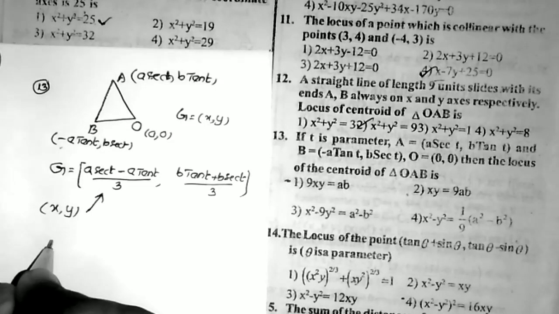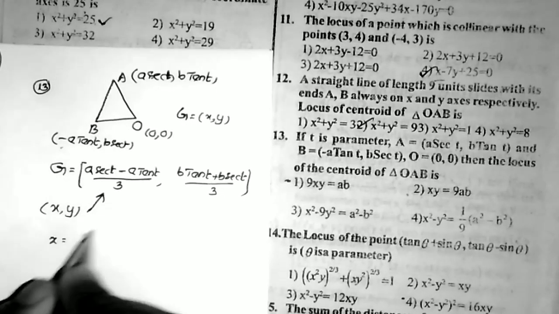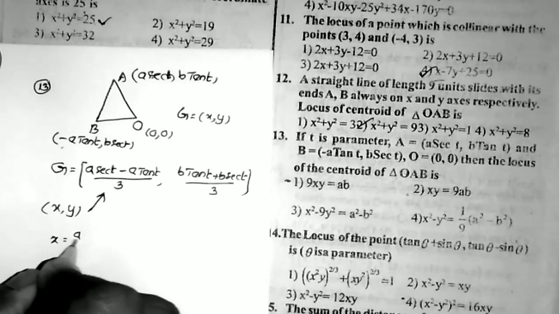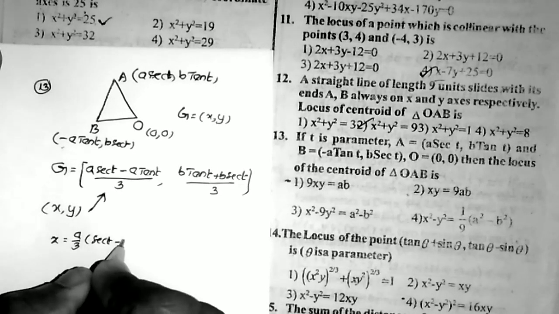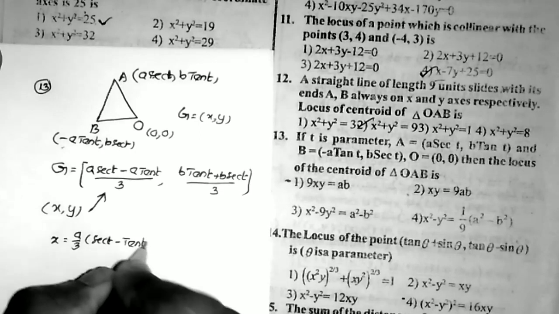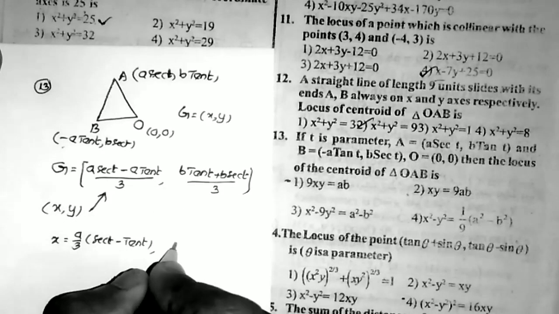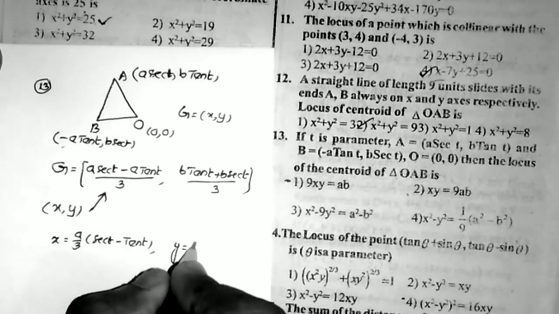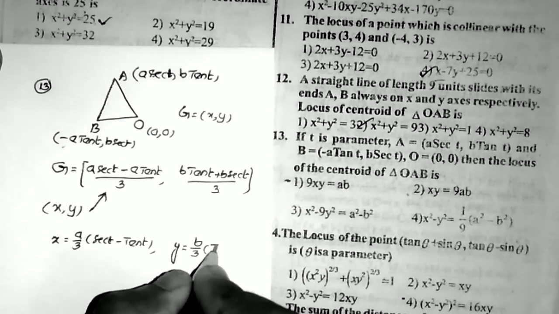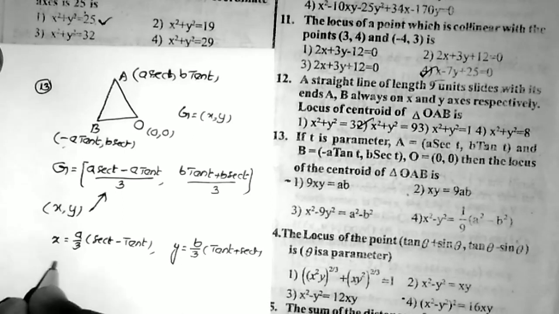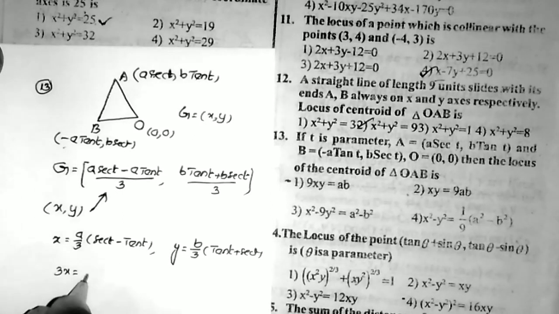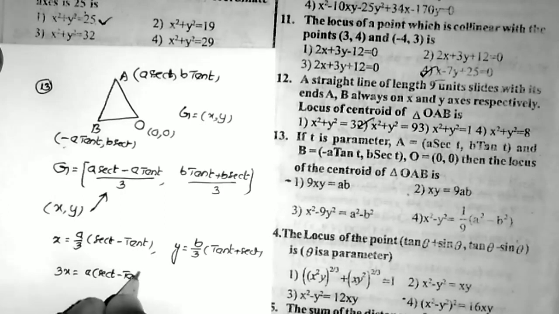Now equating the corresponding values, x is equal to, taking a by 3 common here, a by 3 into secant t minus tan t, and y is equal to the second value, again taking b by 3 common here, b by 3 into tan t plus secant t. That is, 3x is equal to a into secant t minus tan t, and 3y is equal to b into secant t plus tan t.